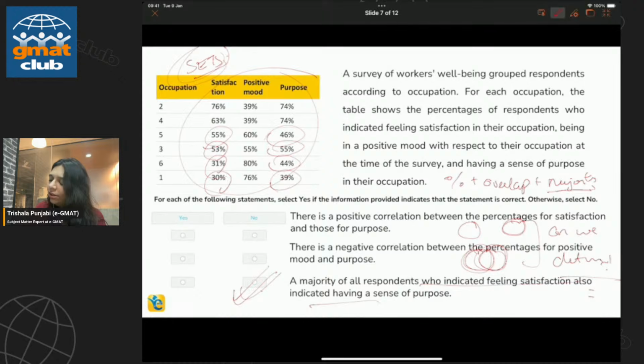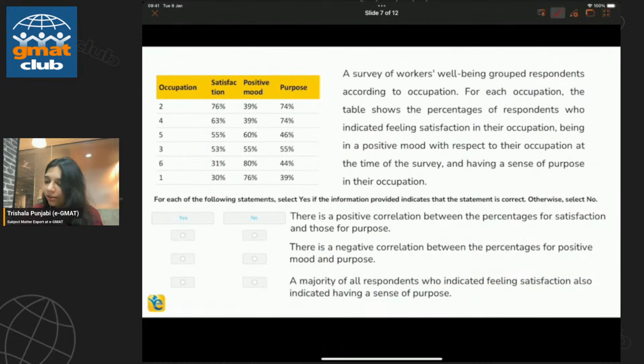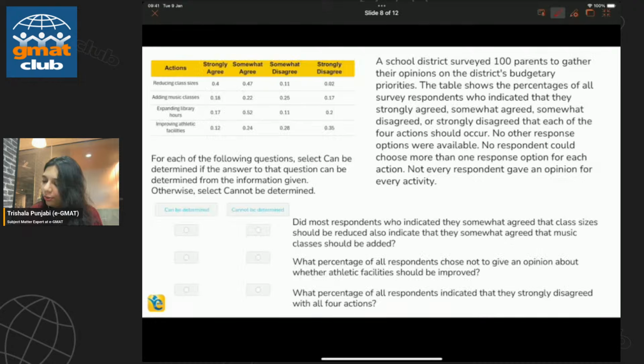So how can we determine that the majority of those who indicated feeling satisfied also indicated having a sense of purpose? Because we drew inferences from that data, because we drew the overlap inference, because we used overlapping sets to figure out whether they could be different or the same, we could actually answer this question really easily. But this is a very hard question. It is a proper 700 plus question.